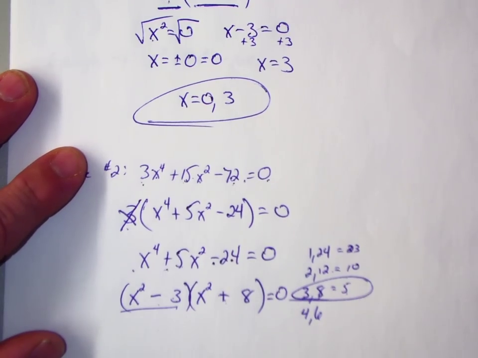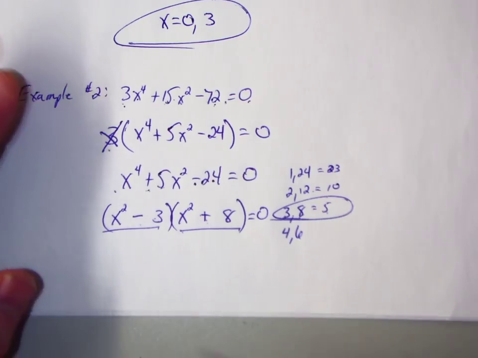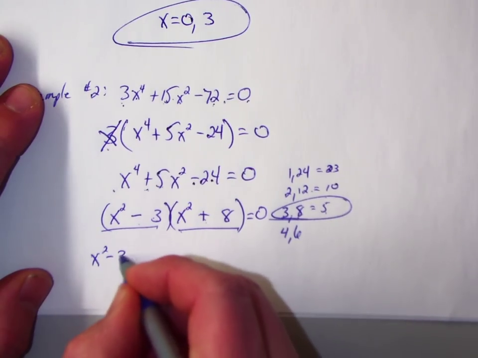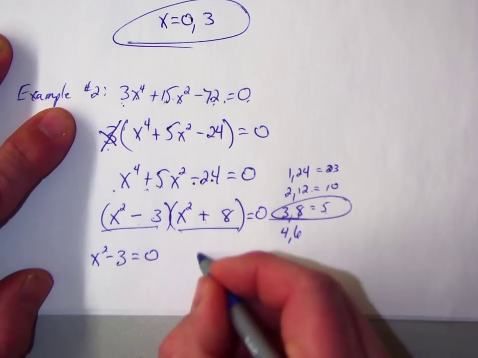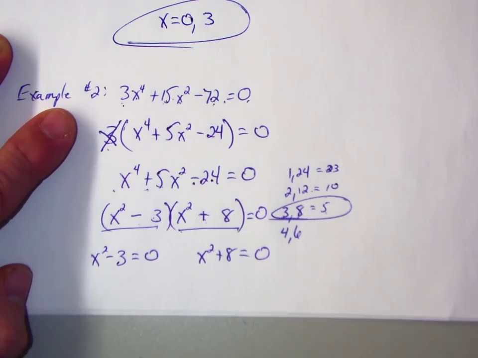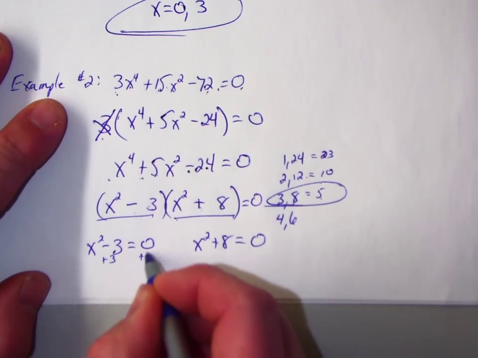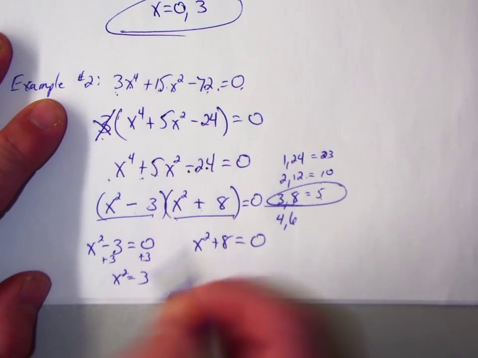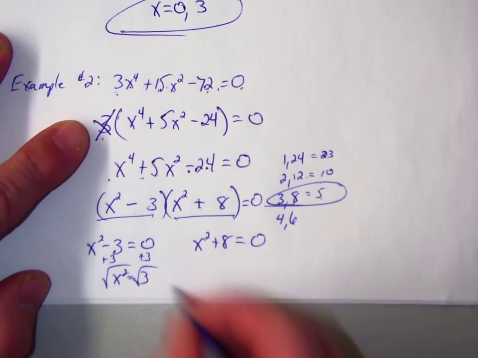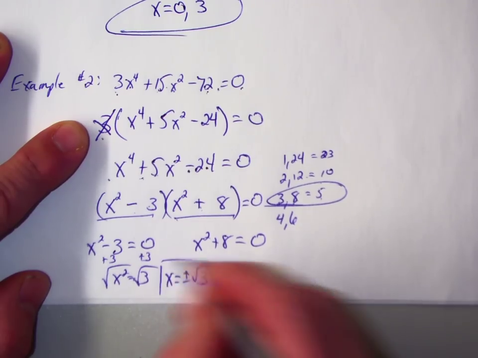Right? If you notice here, that's a quadratic and that's a quadratic. So that means we can solve these now. So take this factor, x squared minus 3, set it equal to 0, and then x squared plus 8, set that equal to 0. And now I solve each one independently. All right, so here we add 3 to both sides. You get x squared is equal to 3. Then take the square root, so we get x is equal to plus or minus the square root of 3.